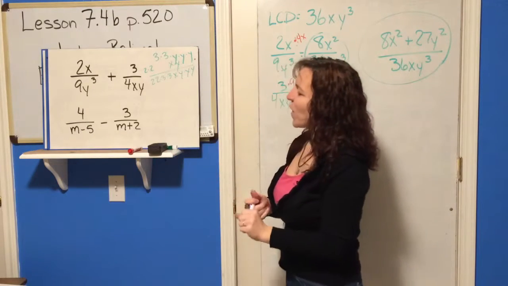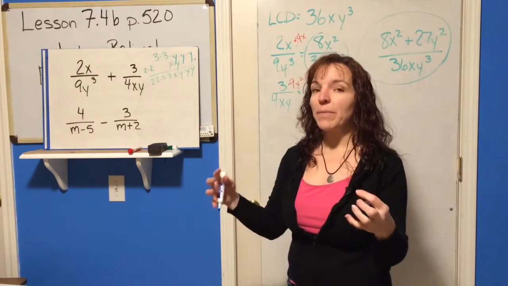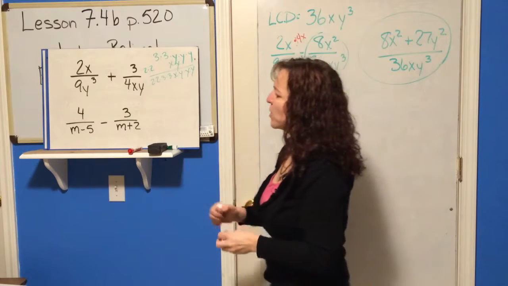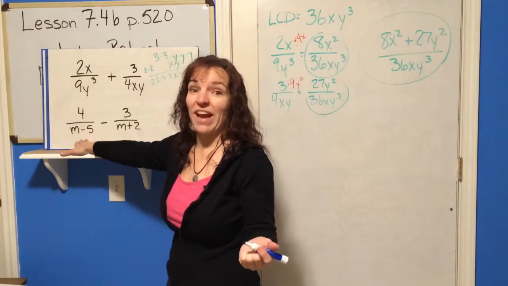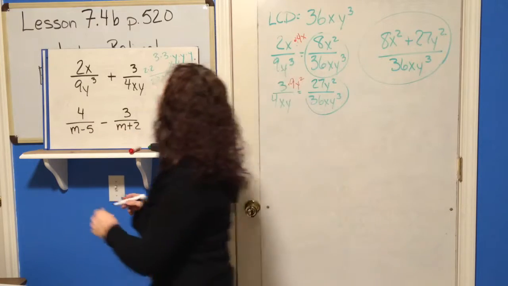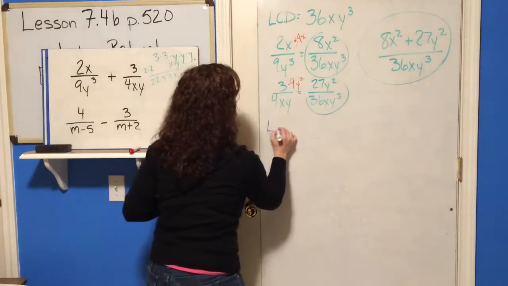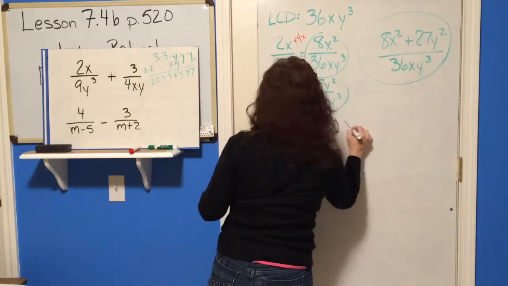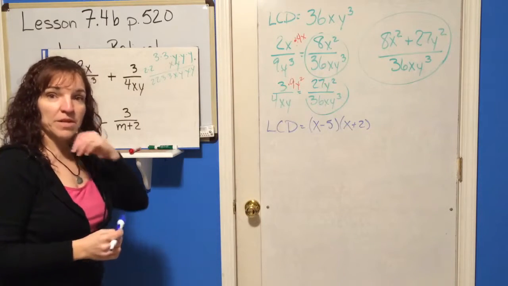In this one, your two denominators are two binomials. So you can't split them up unless you can split them up into either two binomials or a binomial times a monomial. So this is just m minus 5, so that's as far as it goes. There are no factors to multiply to get this. And m plus 2 is the same way. So in this case, my least common denominator is going to be m minus 5 times m plus 2. The whole thing is my least common denominator.